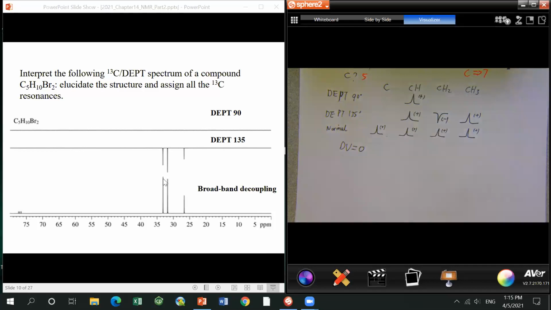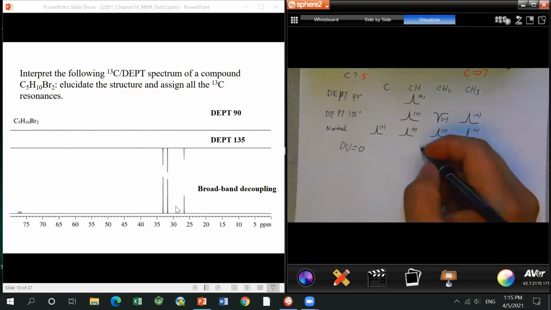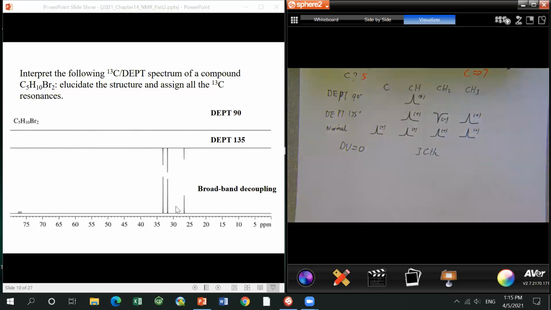And what's interesting is the broadband, the normal carbon NMR, also only shows these 3 signals. The 3 small peaks at 77 are the chloroform solvent, so that's not from the sample. So in this molecule there are only 3 kinds of CH2. But we know there should be 5 carbons, so there must be some symmetry in the molecule, plus 2 Br.